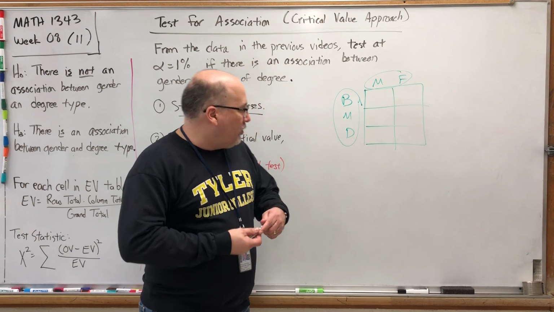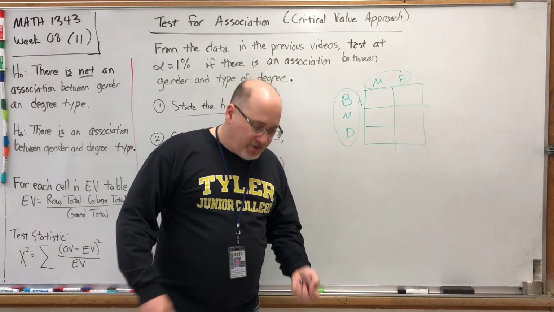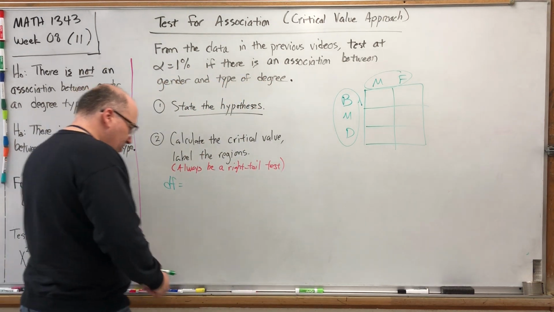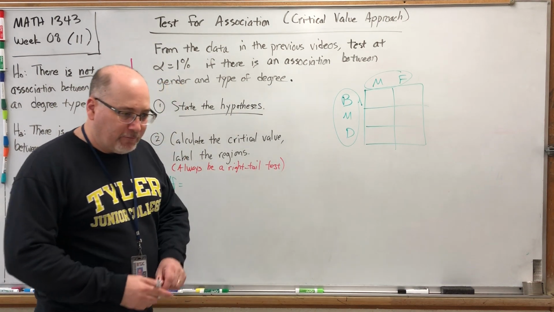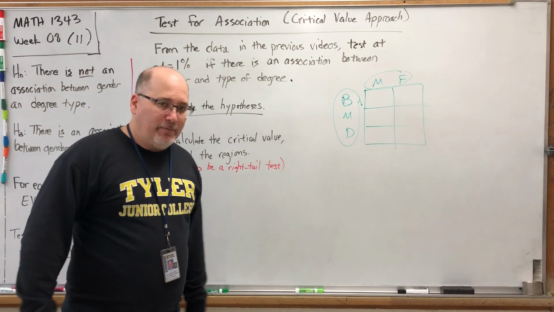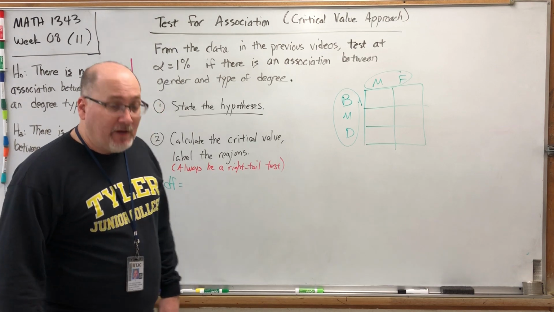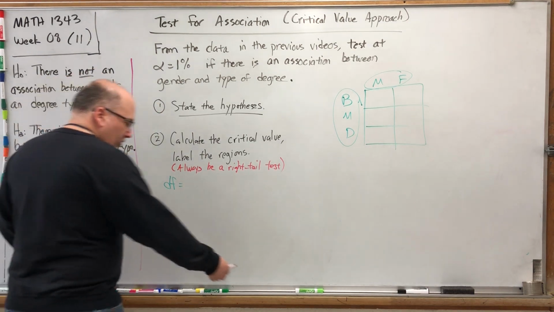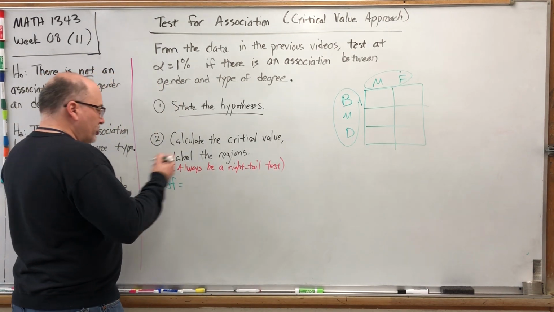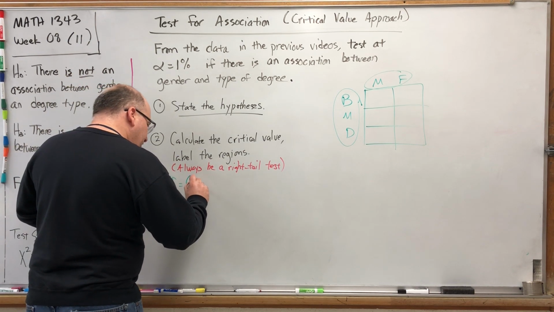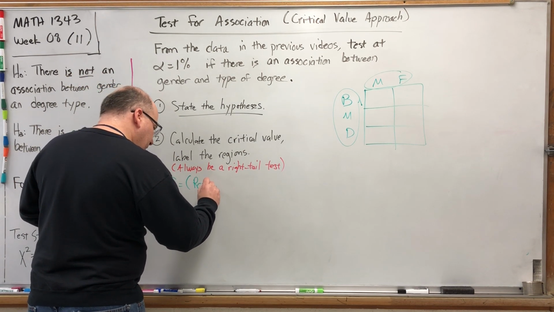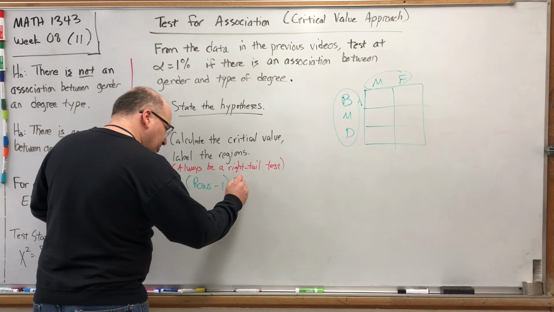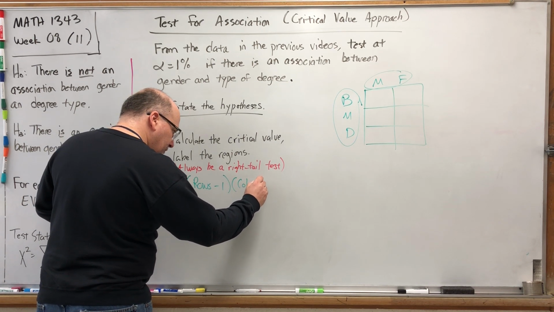So how do we go from 2 degrees of freedom to 1 degree of freedom? Or 2 types of degrees of freedom, and make it 1 type of degree of freedom? And the answer is we multiply them. The formula for degrees of freedom for a test for association is the product of the number of rows minus 1 times the number of columns minus 1.